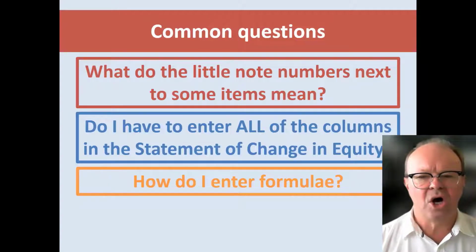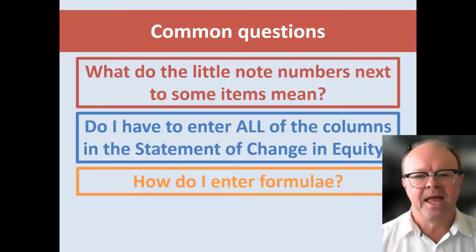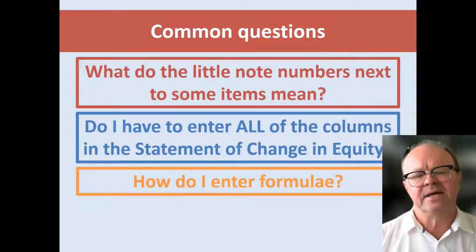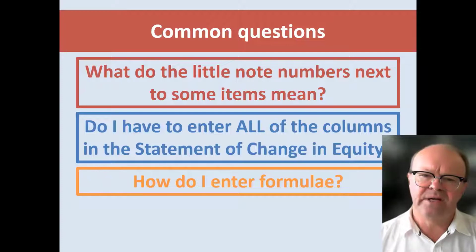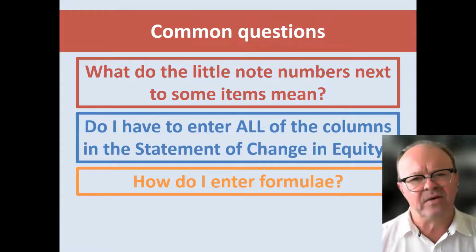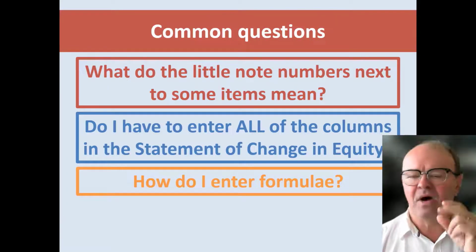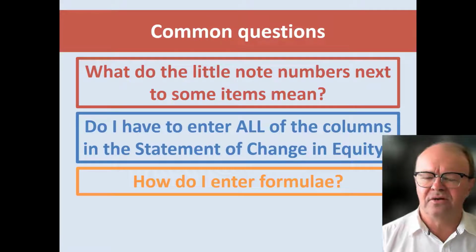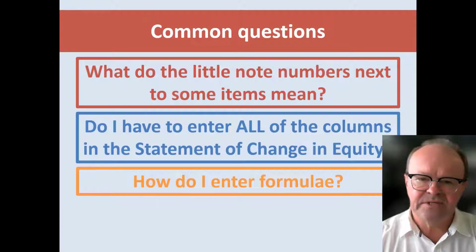Do I have to enter all of the columns in the statement of changes in equity? The statement of changes in equity is a little bit confusing when you first look at it because it's got all these columns and then a total equity column. Each of the columns are the sub-items of equity. They're the various items of equity. And they might be issued capital, retained earnings, that sort of thing. That's some of the reserves.